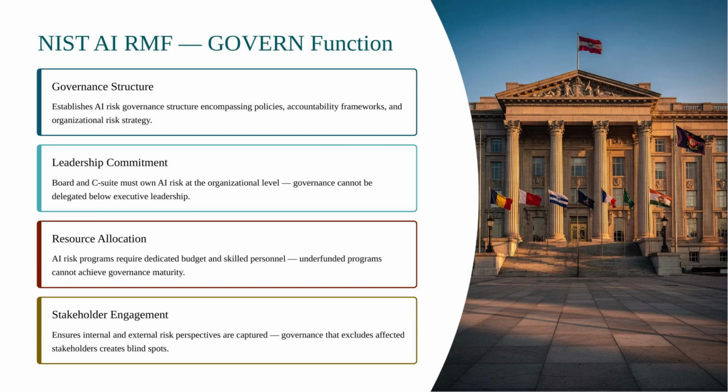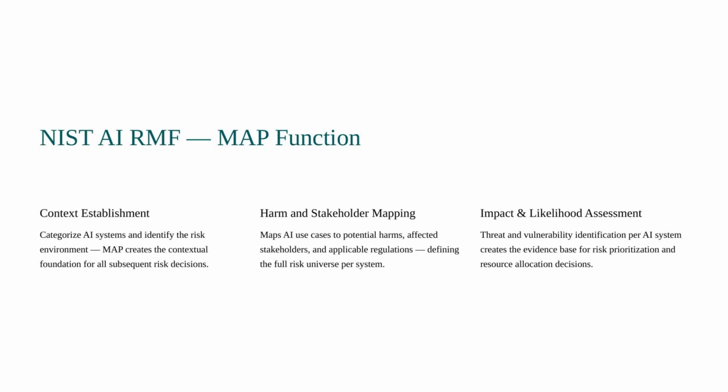The map function is where you establish context, and this is where the real analytical work begins. Think of map as answering three fundamental questions. What AI systems do we have? What can go wrong with them? And who could be affected?